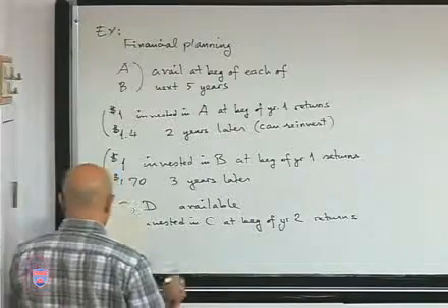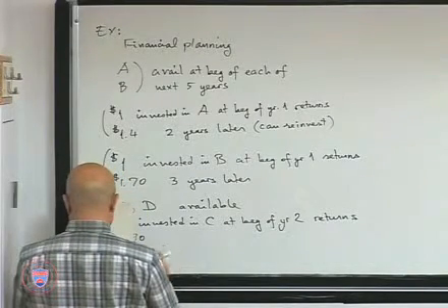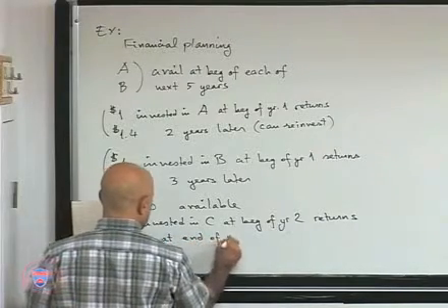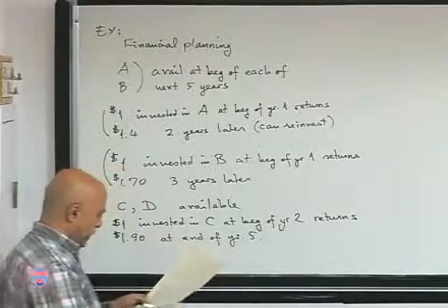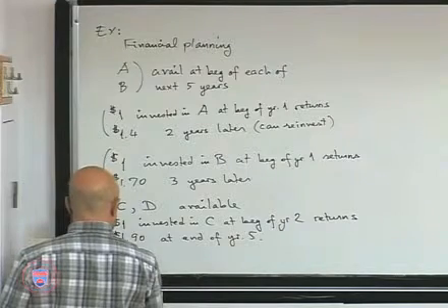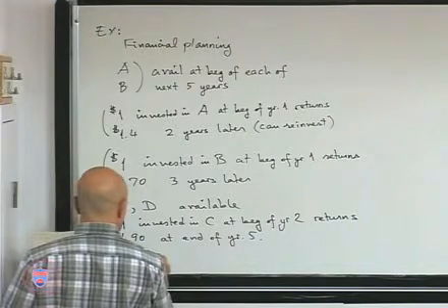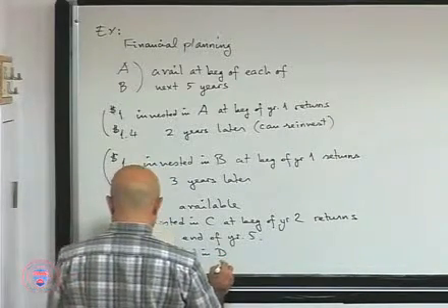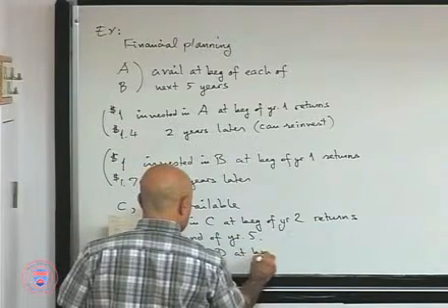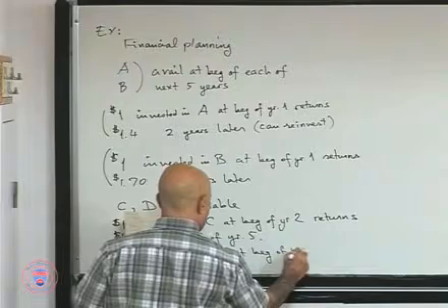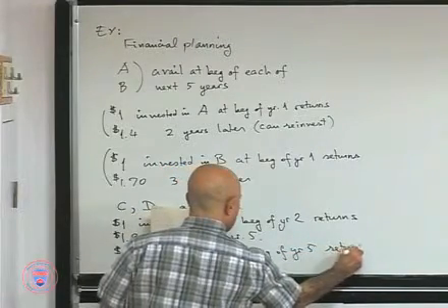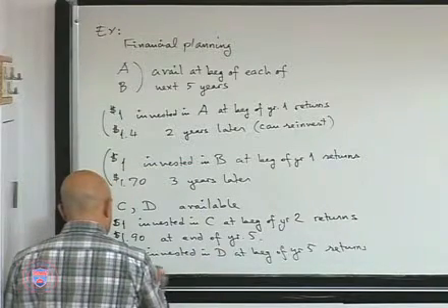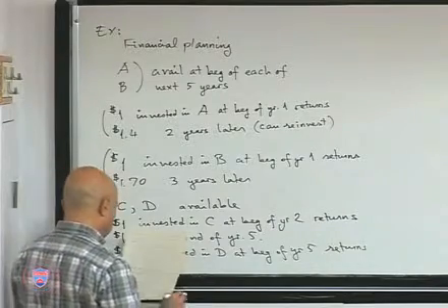Returns $1.90 at the end of year 5. And $1 invested in D at the beginning of year 5 returns $1.30 at the end of year 5.